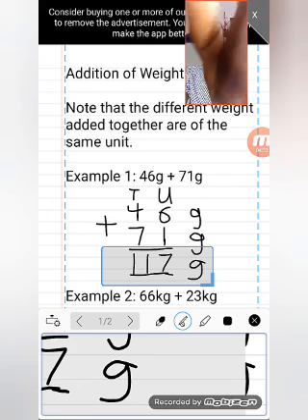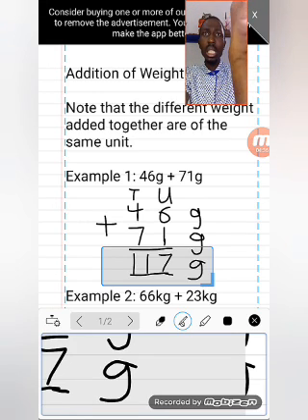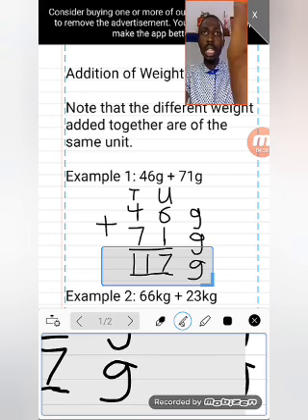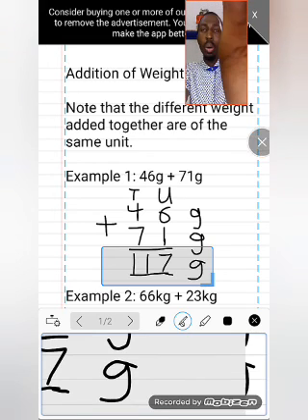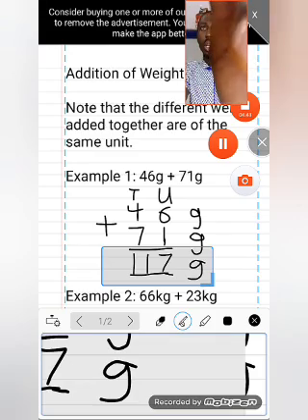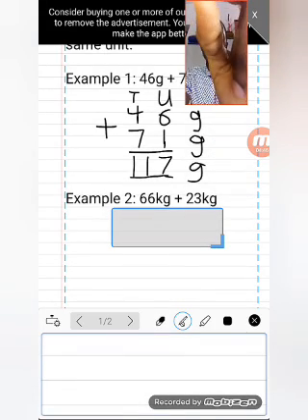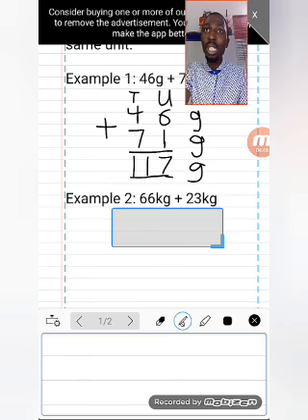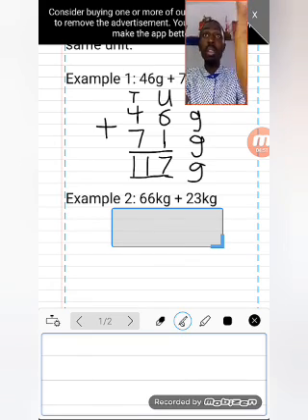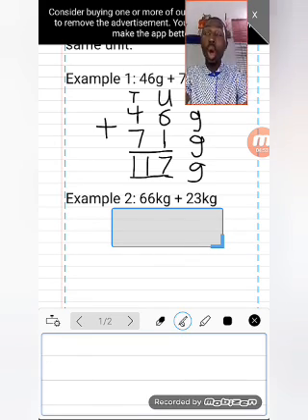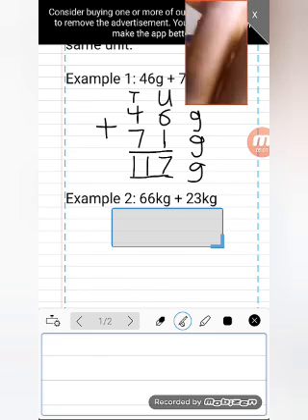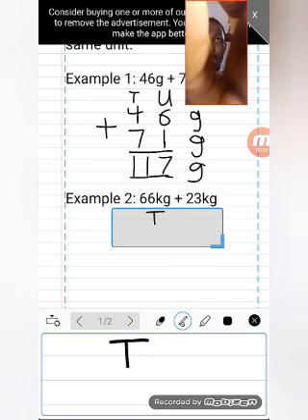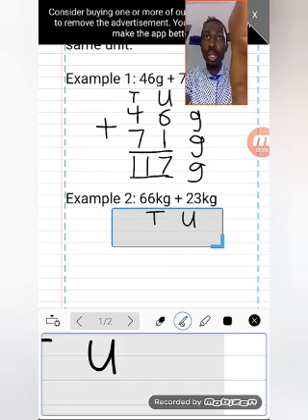Now the next example states that 66 kilograms plus 23 kilograms. You can see they both have the same unit, which is kilograms. So let's do that. So remember that to do this 66 kilogram plus 23 kilogram, the first thing we do, as we always do in our addition of 2-digit numbers, which is numbers in tens, is write our tens and unit first. Tens, that's the T for the tens, then the U for the units.